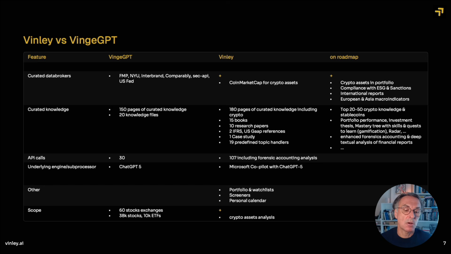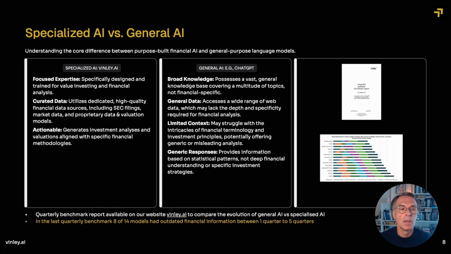And as said, our scope has not changed. We are now at 60 global stock markets covered, roughly 38,000 stocks, 10,000 ETFs. And we have the first crypto assets that can be analyzed, but for the time being they're not visible yet in the portfolio. So when you search for them, you will not find them, but you can ask the AI companion to perform, for example, analysis of Bitcoin or Ripple or Ethereum.